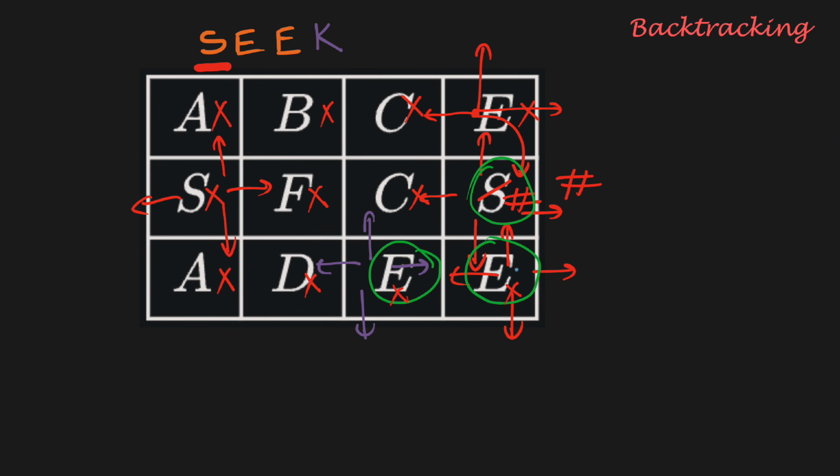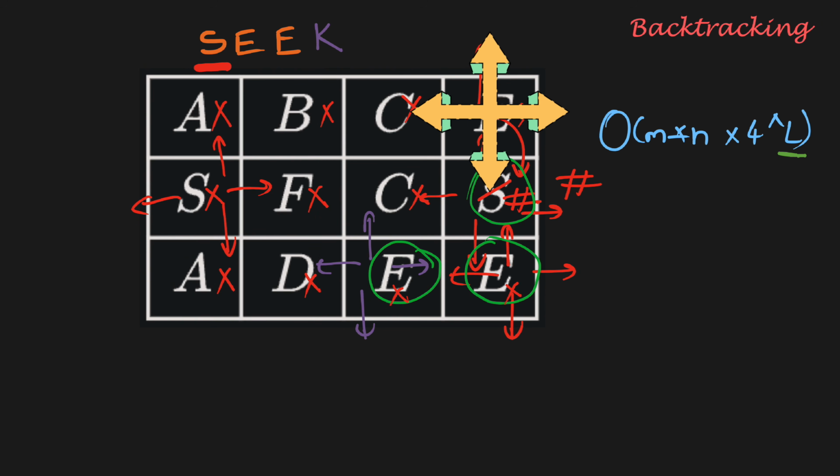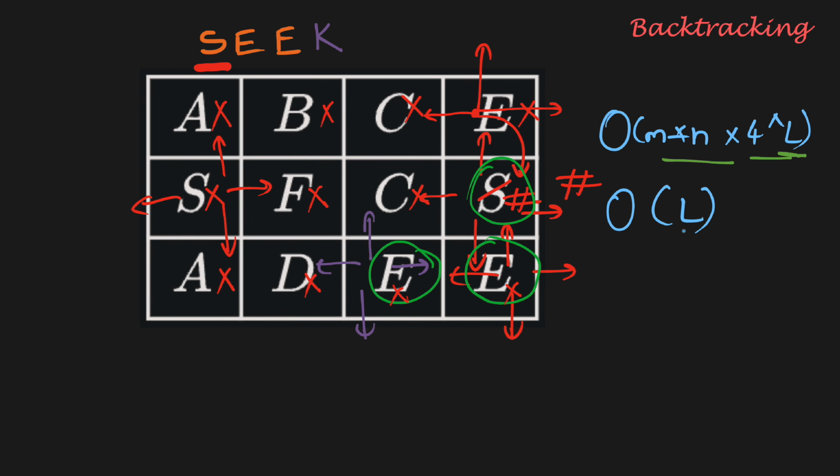Now the time complexity of this approach is O of m into n into 4 to the power of L, where m and n are grid dimensions and L is the length of the word. As we are finding the word of length L, the depth of the recursion will be L, and each cell can produce up to 4 recursive calls for 4 adjacent directions, leading to 4 to the power of L calls per word, and this process is repeated for every cell in the worst case, which adds a factor of m into n. Hence, the overall time complexity will be O of m into n into 4 to the power of L, and the space complexity will be O of L due to the recursion stack used in backtracking.